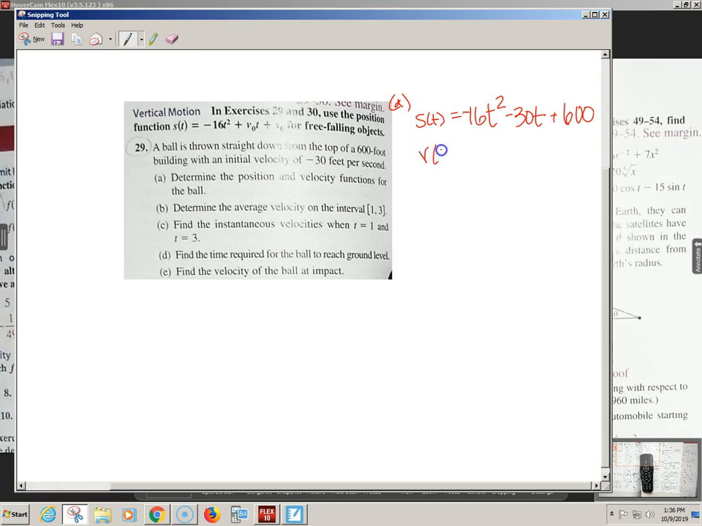Okay, so how would you find the velocity function? Why is it negative 32t minus 30? Because it's already. Good. So I'm already done with letter A. Let's go team. Points. We love free points. Okay, so how do we do average velocity? Just plug in. S of B minus S of A. No, but they want velocity. I know. This is the formula for average velocity, all over B minus A.